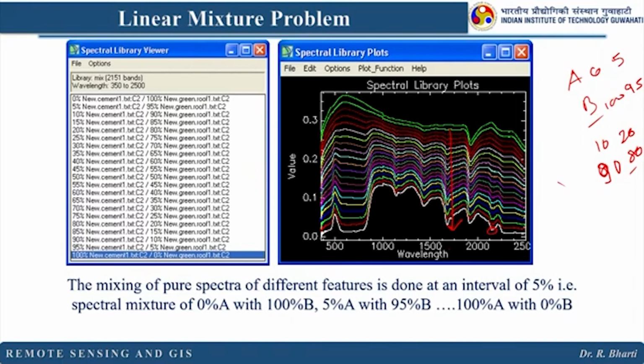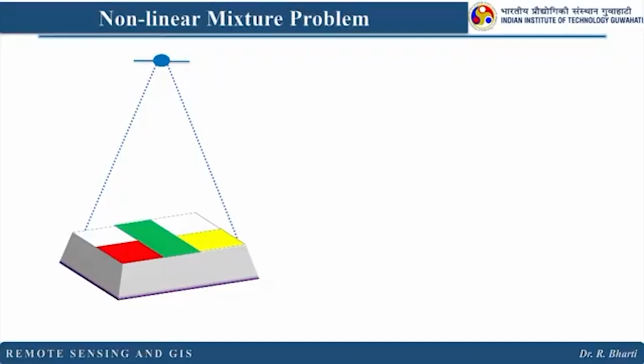So, here, based on the abundance, the intensity is increasing from one place to another. This is one example, in case we are assuming our targets are A and B. In this slide, I want to explain the non-linear mixture problem.